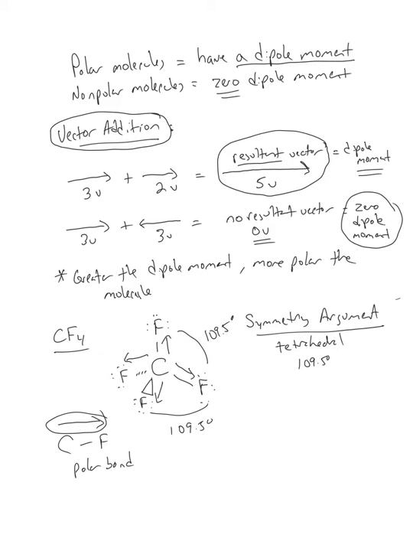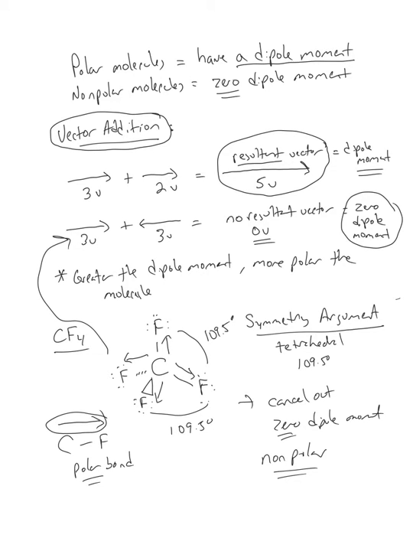And because of that, just like this situation up here, because they're all pulling away from the carbon at equal angles and at equal size, they end up canceling each other out. Therefore, this molecule has a zero dipole moment, and because of that, it is a nonpolar molecule. So even though this molecule has extremely polar bonds, because of symmetry arguments, they cancel each other out, and the overall molecule is said to be nonpolar.